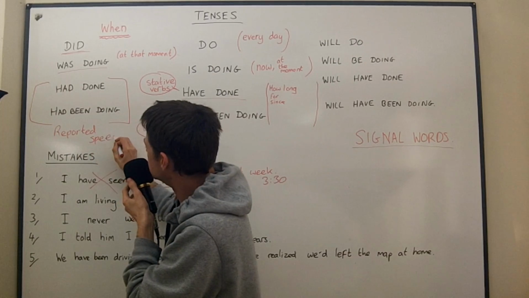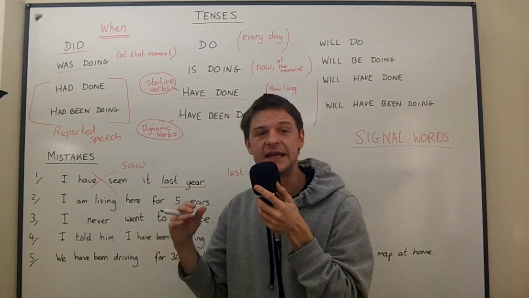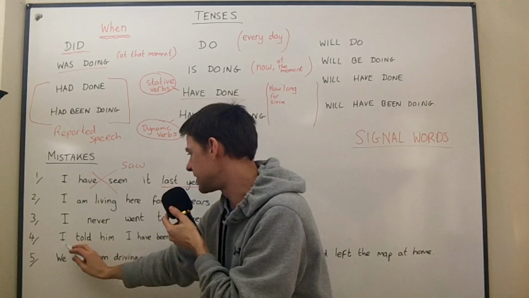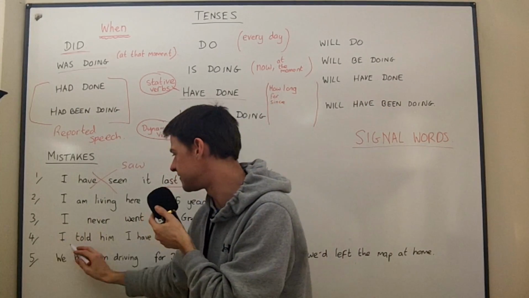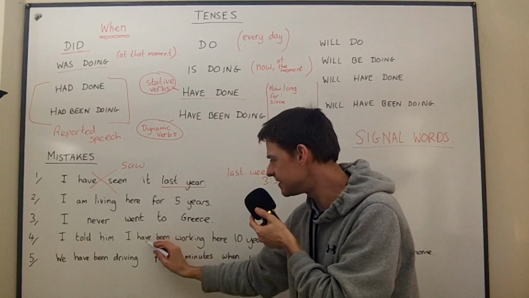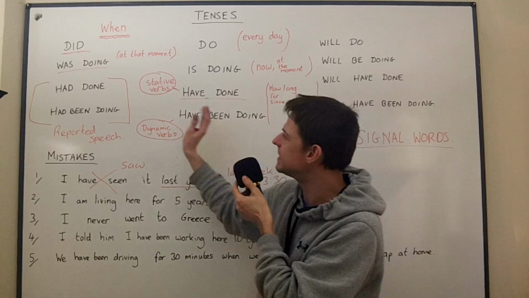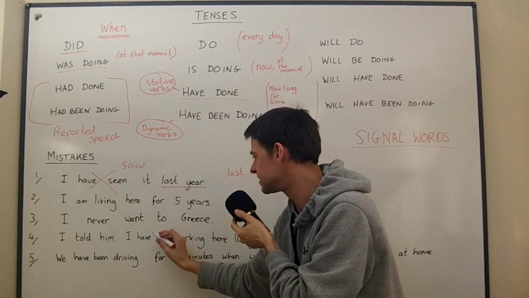What does reported speech mean? It just means "he told me" is reported speech. He told me, and here, I told him, in number 4. I told him, now here is the mistake, "I have been working." You need to move "have been doing" to "had been doing" in reported speech.